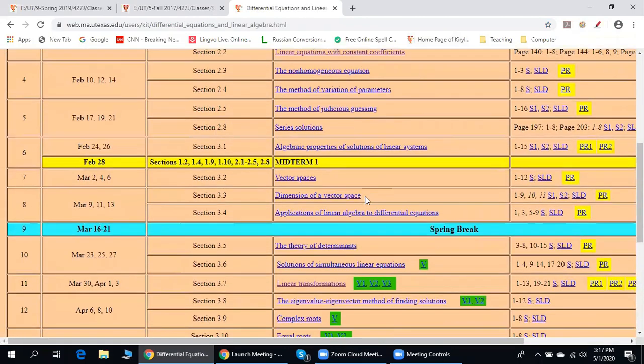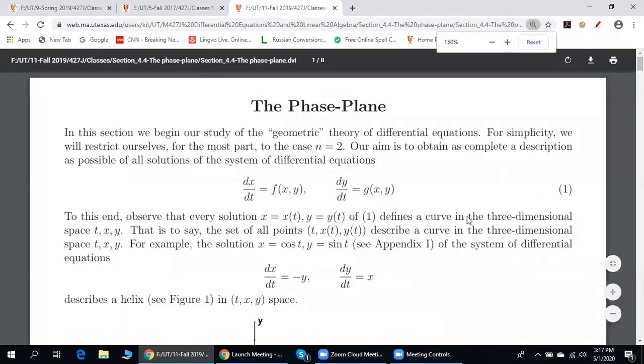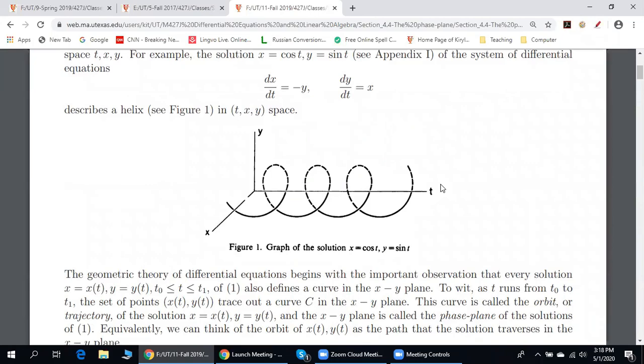We go to section 4.4. Step 1, we start with this system. We find solutions of the system. We find a particular solution of the system, x of t, y of t. These are some functions of t. And then consider the following triples: t, x of t, y of t. Plug in all values for t from the domain of x and y. These points will trace a curve in the three-dimensional space. We project this curve on the xy plane. This projection is the orbit.